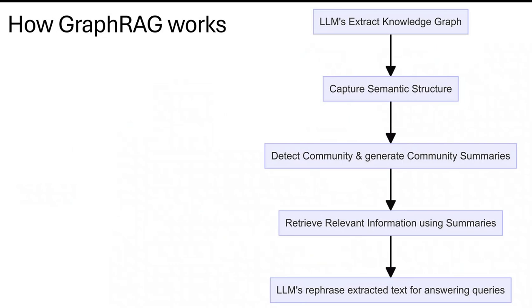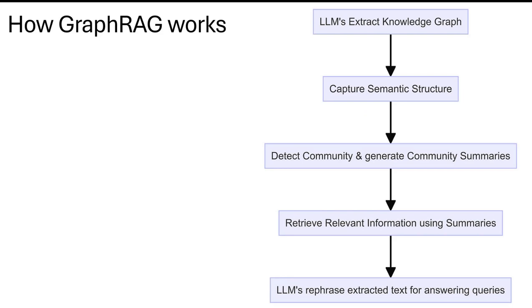Okay, so this is how GraphRAG works. Like I said in the last example, the LLM extracts a knowledge graph, so a knowledge graph is created. The LLM is basically querying and extracting data from the knowledge graph, and the knowledge graph is responding.